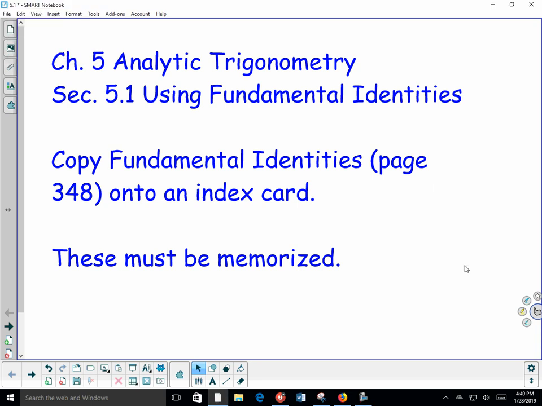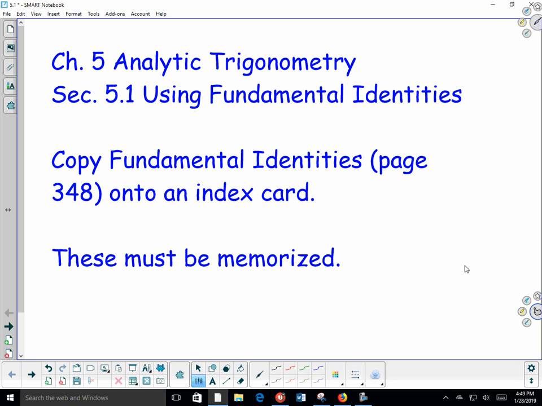We're looking at Chapter 5, Analytic Trigonometry. Section 5.1 is using fundamental identities. The fundamental identities are located on page 348 in your book, and you are going to need to copy them down onto index cards, and these must be memorized. So that's why I want you to basically make flashcards for yourself.